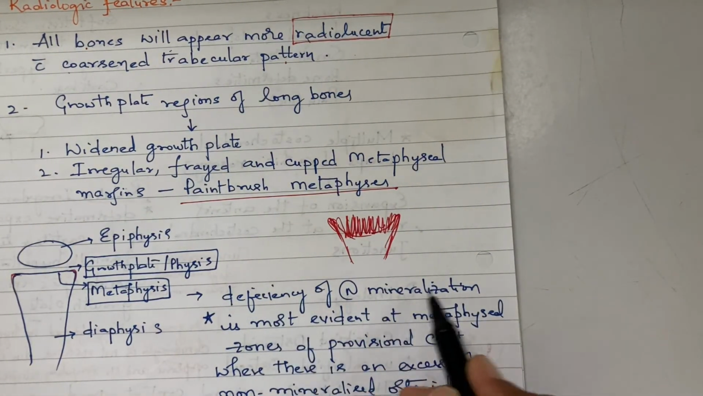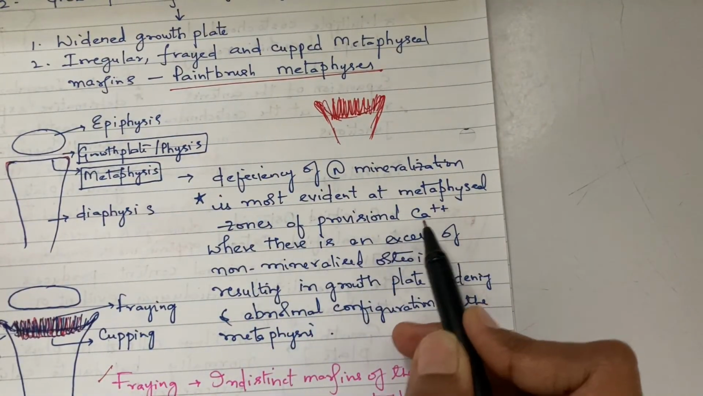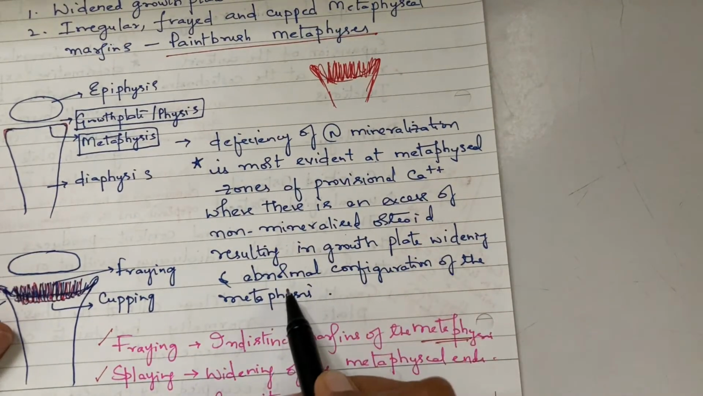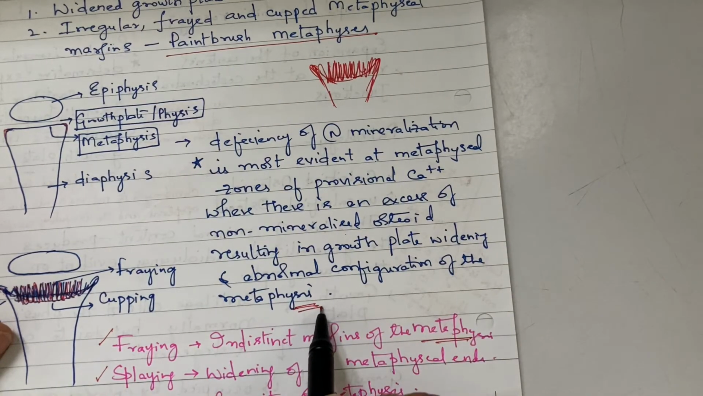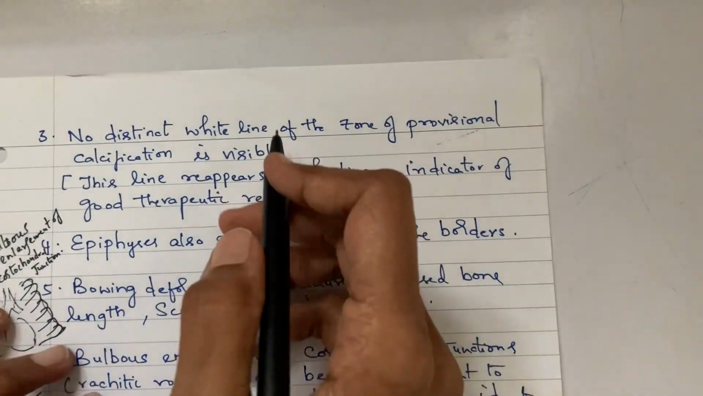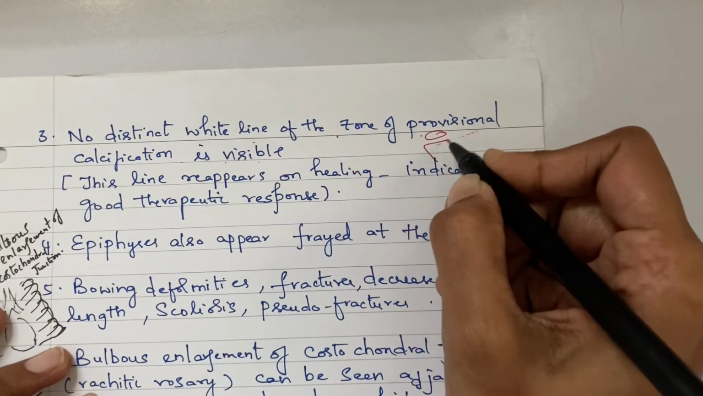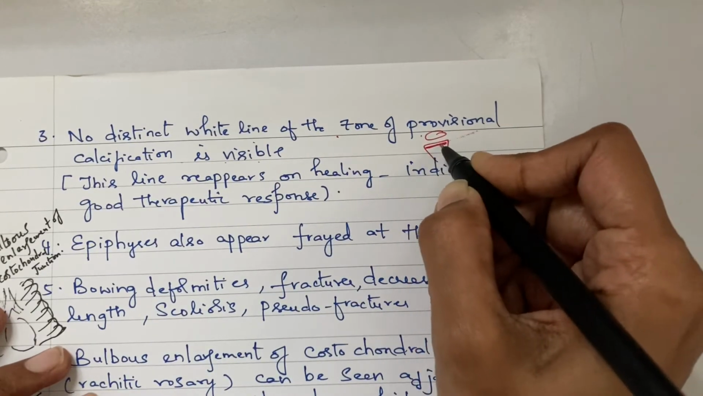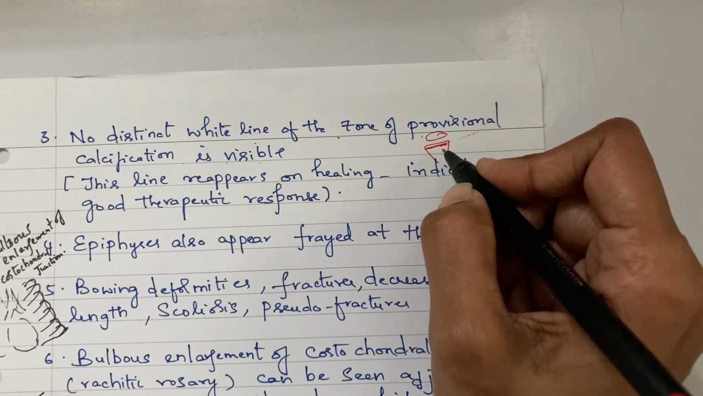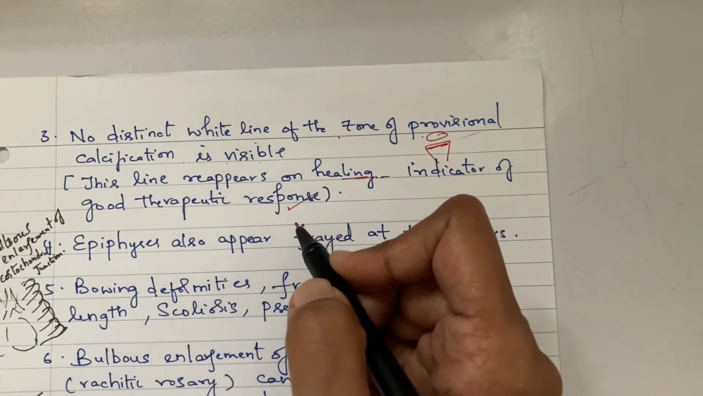So deficiency of normal mineralization is most evident at the metaphyseal zones of provisional calcification, where there is an excess of non-mineralized osteoid, resulting in growth plate widening and abnormal configuration of the metaphysis. Then coming to other features, no distinct white line of zone of provisional calcification is visible. As I told, in normal people there will be a radio-opaque white line of zone of provisional calcification. In rickets it will not be visible. This line reappears on healing, an indicator of good therapeutic response.